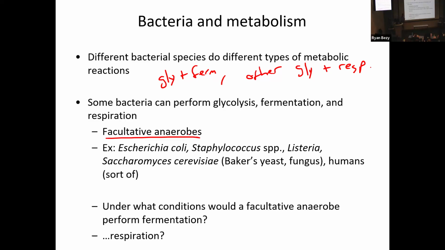This includes species like Escherichia coli, Staphylococcus aureus or Staphylococcus epidermidis, Listeria monocytogenes. It includes things like Baker's yeast, Saccharomyces cerevisiae. It even includes us to a certain degree. We can do glycolysis, but we can also sometimes couple glycolysis to fermentation. Usually we have to couple glycolysis to respiration.